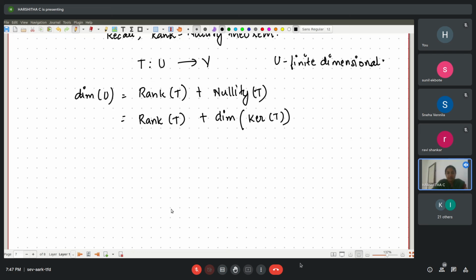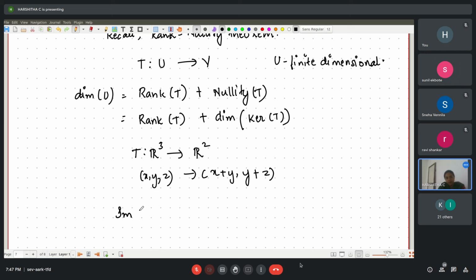Now you look at the map that we have. We have T from R3 to R2. Whatever the map is, x, y, z goes to x plus y, y plus z. So what is rank of T? It is the dimension of image of T. But the image of T is a subspace of R2, right?